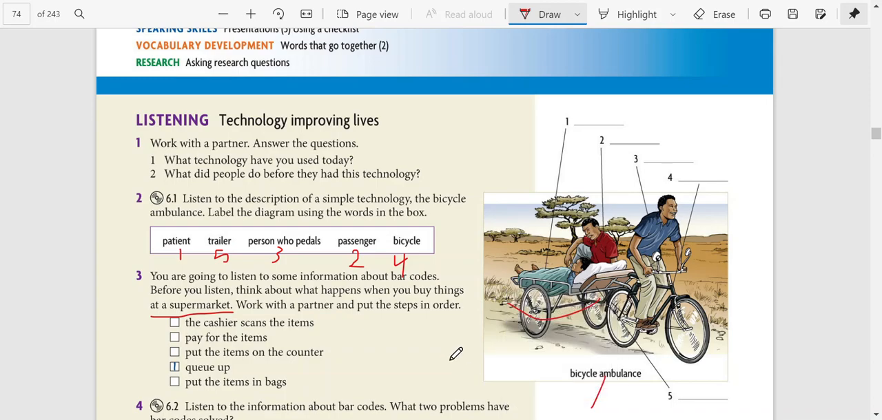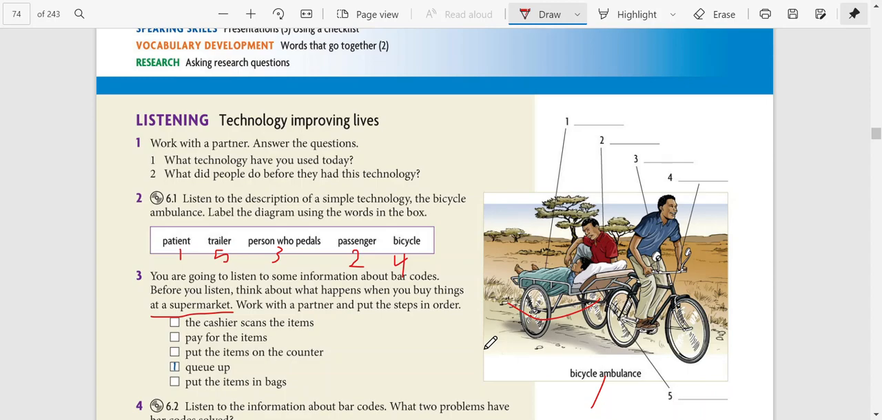6.1 Bicycle ambulances consist of special two-wheeled trailers and a bicycle. They can transport two passengers, the patient and the family member to look after them, while someone else pedals the bike. It's a very simple idea using very simple technology, but it is really effective and is making a huge difference to many people's lives.